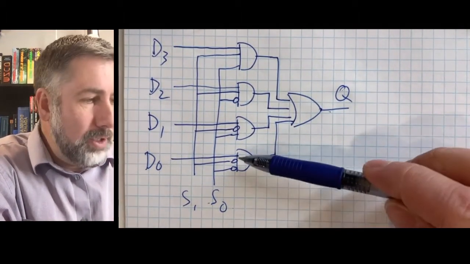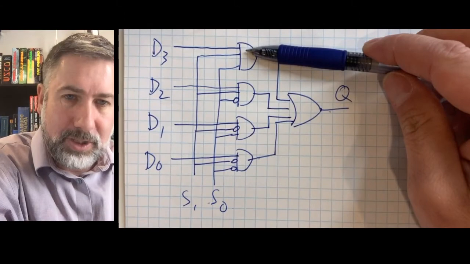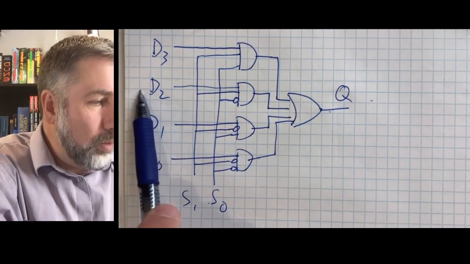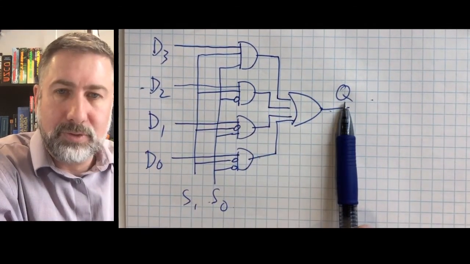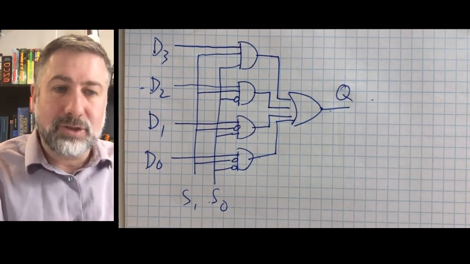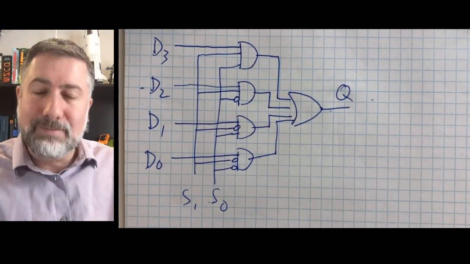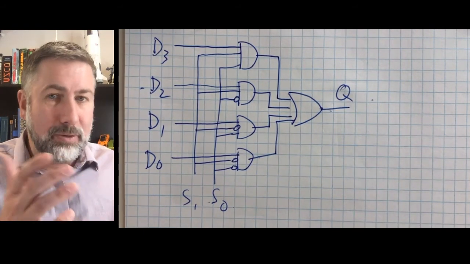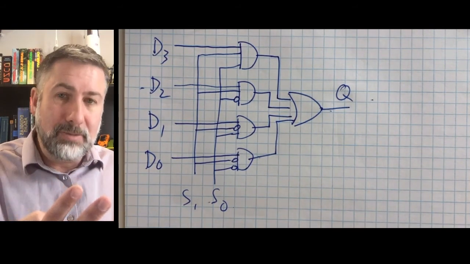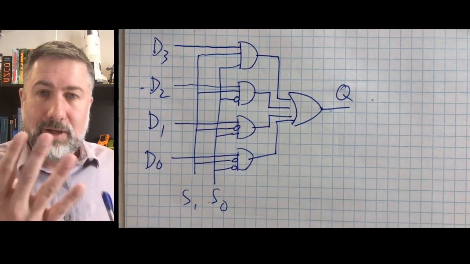Each one will be active only in one possible situation, and so we're only going to get one of these data streams routed through to Q. That's the fundamental circuit for a multiplexer, and then we'll talk about a demultiplexer, and we'll see how those 4, multiplexer, demultiplexer, decoder, encoder, how they all sort of relate to each other.